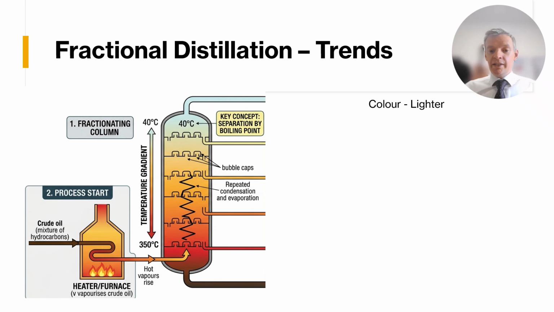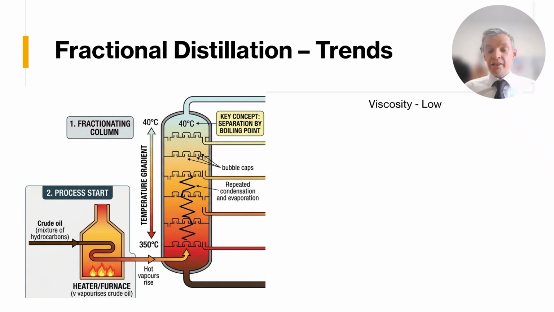The next one is the colour. And you just need to know the trends. You need to know at the top, they tend to be lighter, so they're probably more likely to be colourless. And then as you go down the column and as they get longer, the hydrocarbon chain, they get darker. So it's lighter to darker. So you might have to make an observation about which one is likely to be higher up the column based on its colour. Last thing is viscosity.